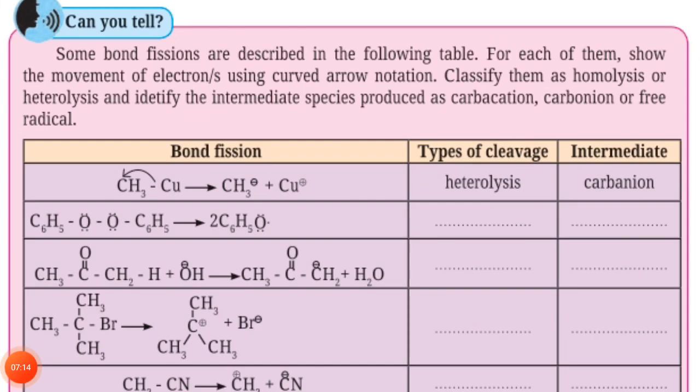Can you tell? Some bond fissions are described in the following table. For each of them, show the movement of electrons using curved arrow notations. Classify them as homolysis or heterolysis and identify the intermediate species produced as carbocation, carbanion, or free radical. CH3Cu after bond breakage turns into CH3 minus and Cu plus. Type of cleavage is heterolysis, intermediate is carbanion.